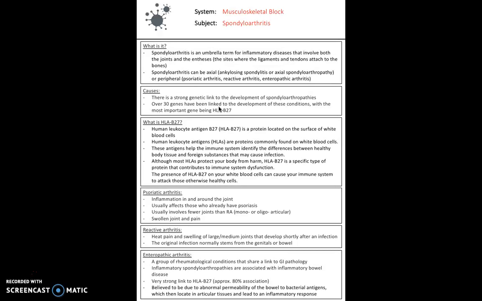Now HLA, so human leukocyte antigens, are most commonly found on white blood cells, and this is exactly the case for HLA-B27. It's found on the surface of white blood cells and it is a protein. Now if we think about the normal role of HLAs, these protect our body from harm. However, HLA-B27 is a specific type of protein that contributes to immune system dysfunction. And as a result, this leaves us open and defenseless to autoimmune insults. In other words, the body starts to attack those otherwise normally healthy cells.